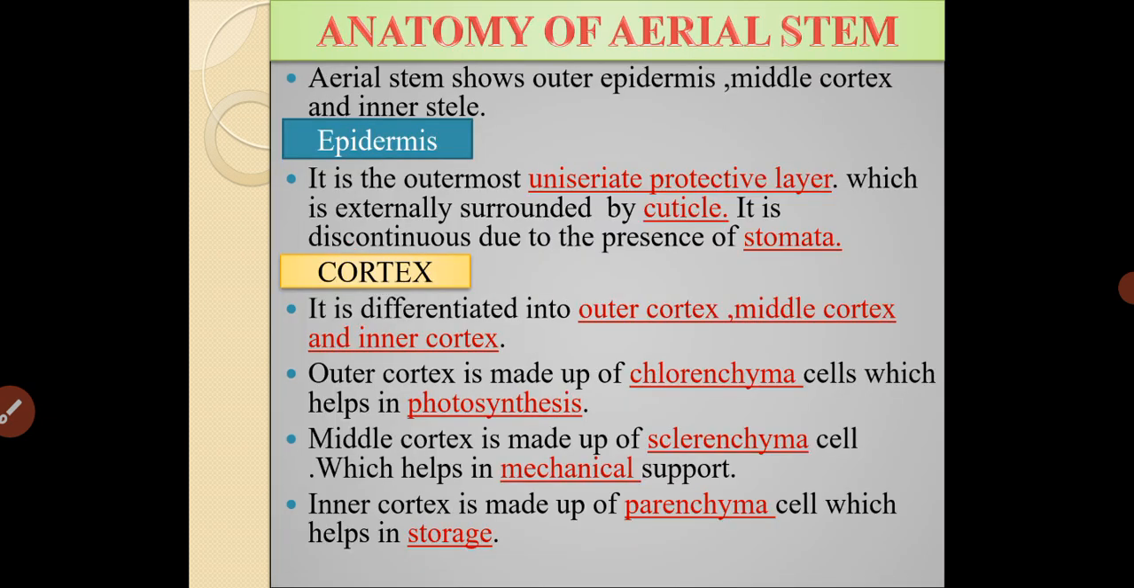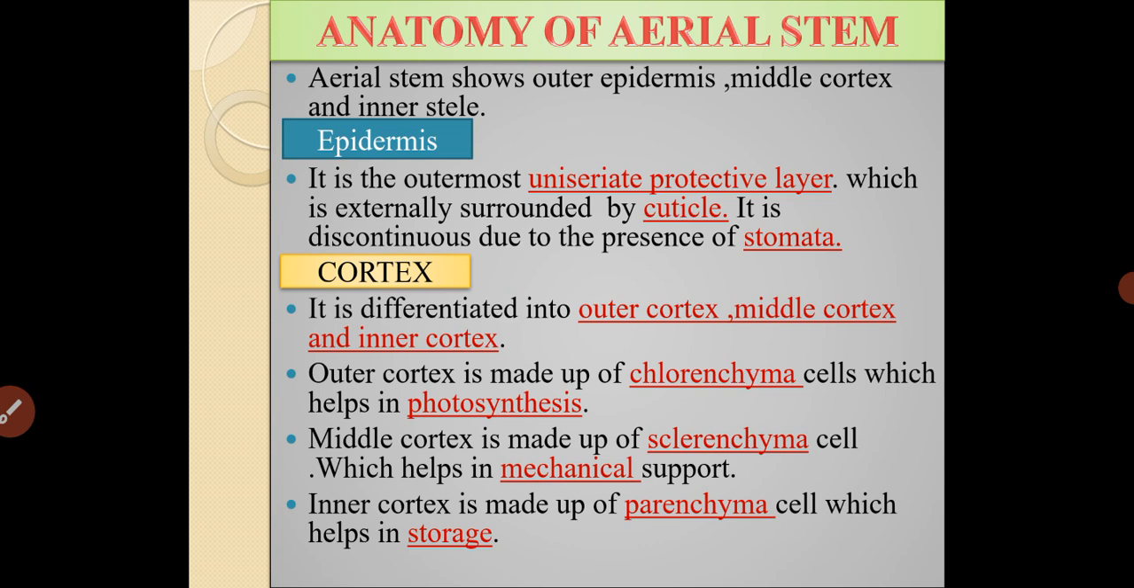Let us move towards the anatomical characteristics of the aerial stem. In the beginning, we discussed the morphological characteristics of the sporophytic plant body of Psilotum, which comprises two parts, the rhizome and the aerial shoot. The aerial stem has three layers: the epidermis, cortex and the stelar region.